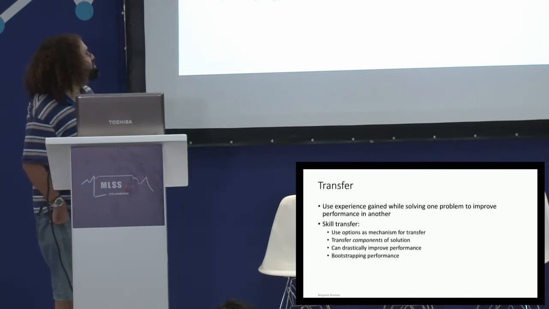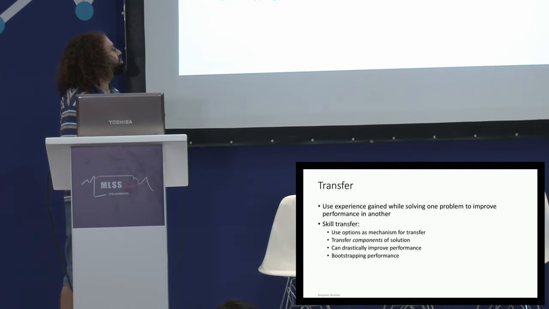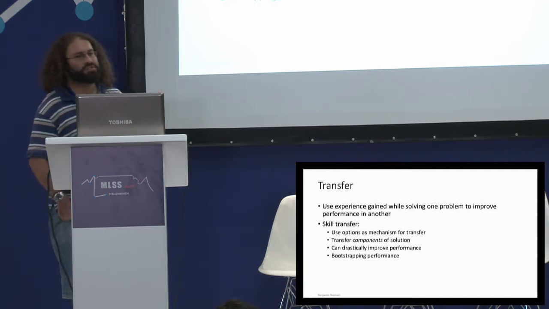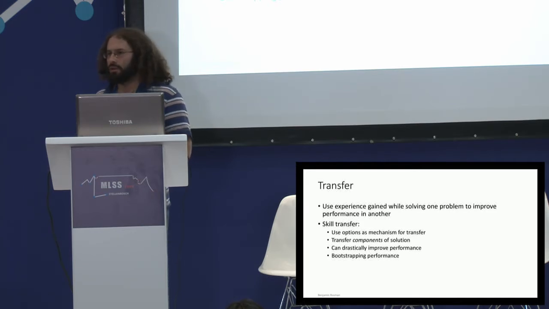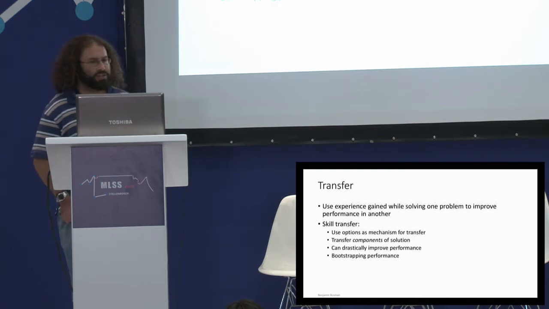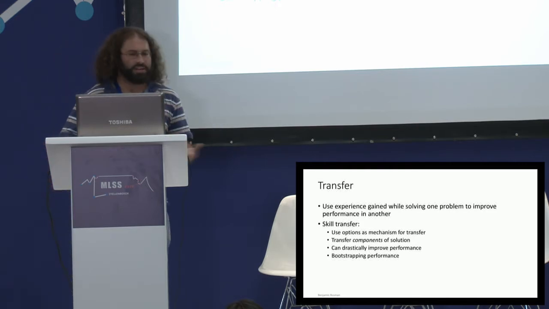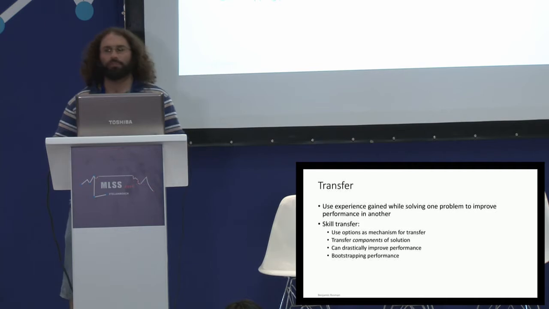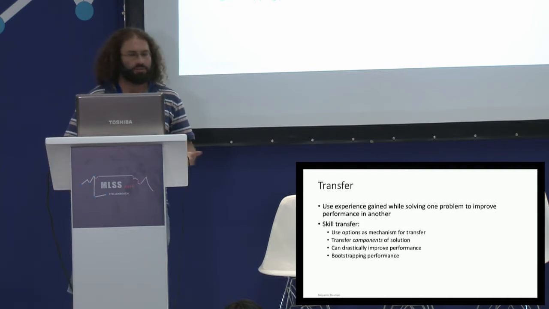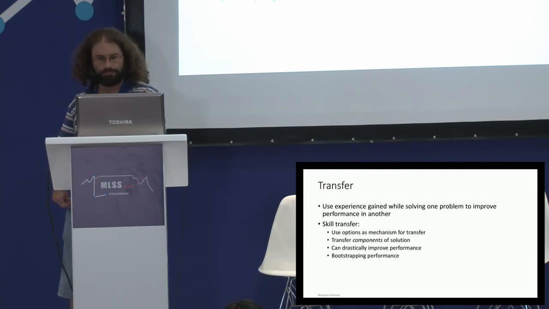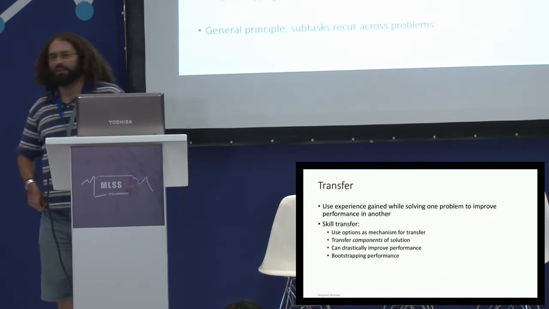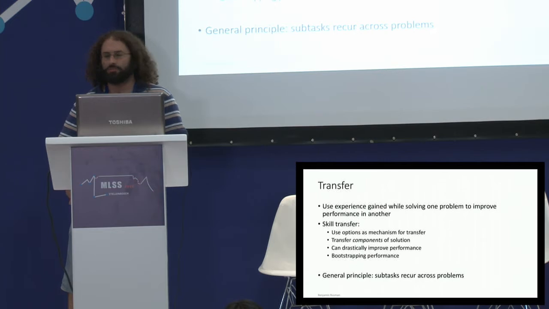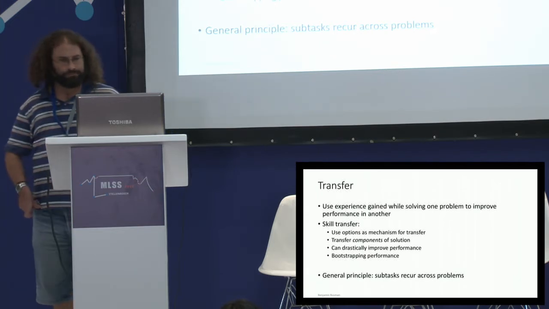So options gives you a nice way of thinking about this because you can do all this kind of skill transfer, but in general there's lots of different ways you can think about transfer, right? Effectively what you want to do is take some components of your knowledge and apply them to different cases to help you learn in those situations and learn faster in those situations. Right, so the general principle here that we're leveraging is that these subtasks reoccur across problems.